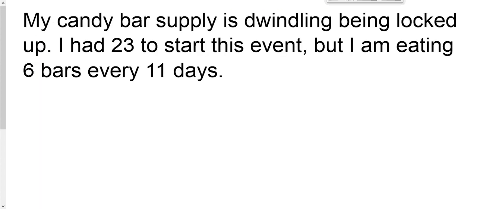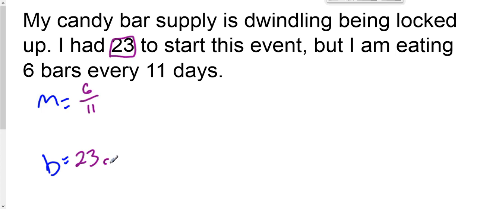Let's try another one. My candy bar supply is dwindling, being locked up. I had 23 to start this event, and I am eating 6 bars every 11 days. Alright, so again, where do I start? And what is changing? Well, I started with 23, and I'm eating 6 every 11 days. Again, 23 candy bars, and 6 candy bars. Again, they match up, we're good. 6 over 11x plus 23.